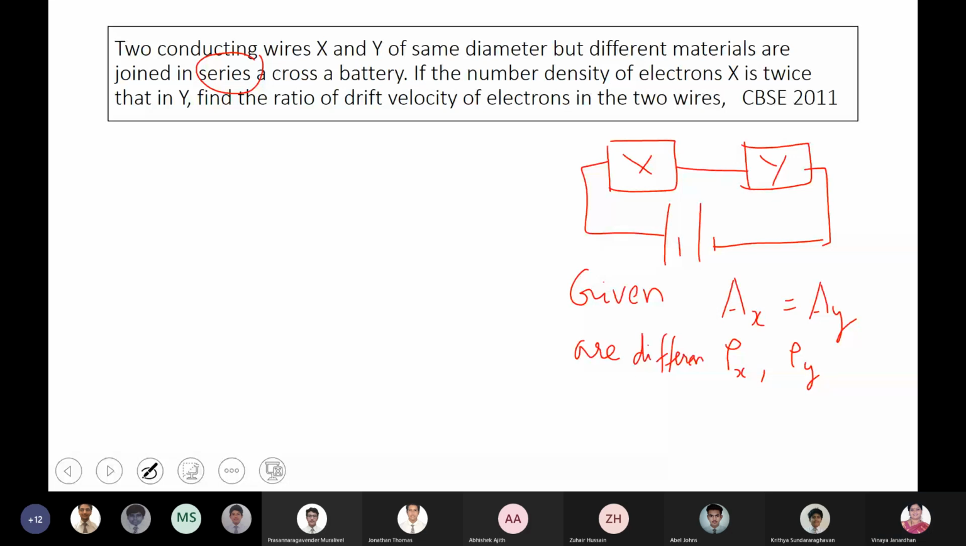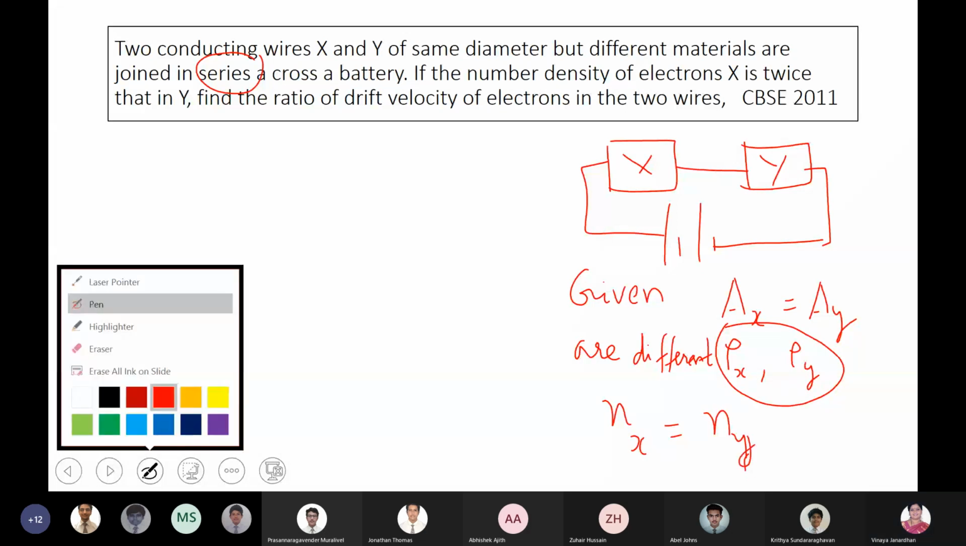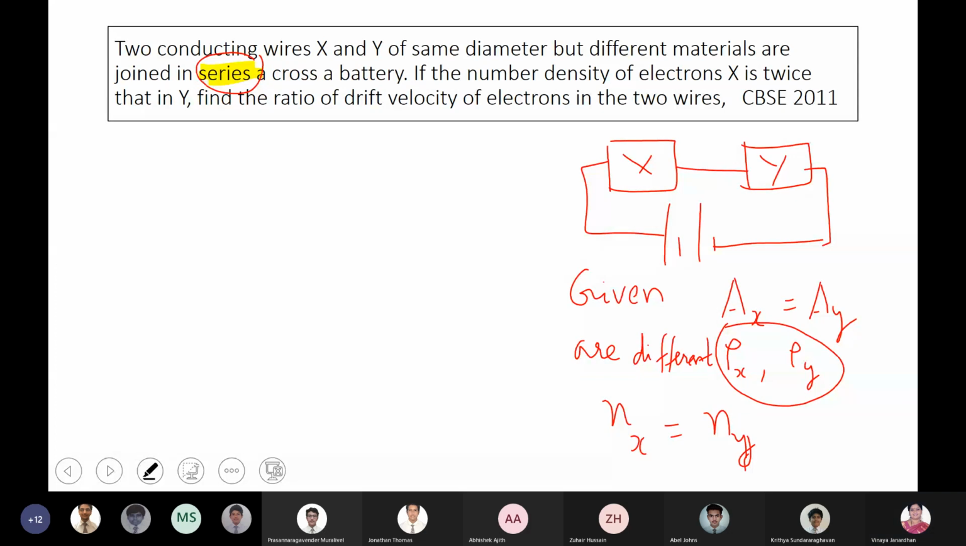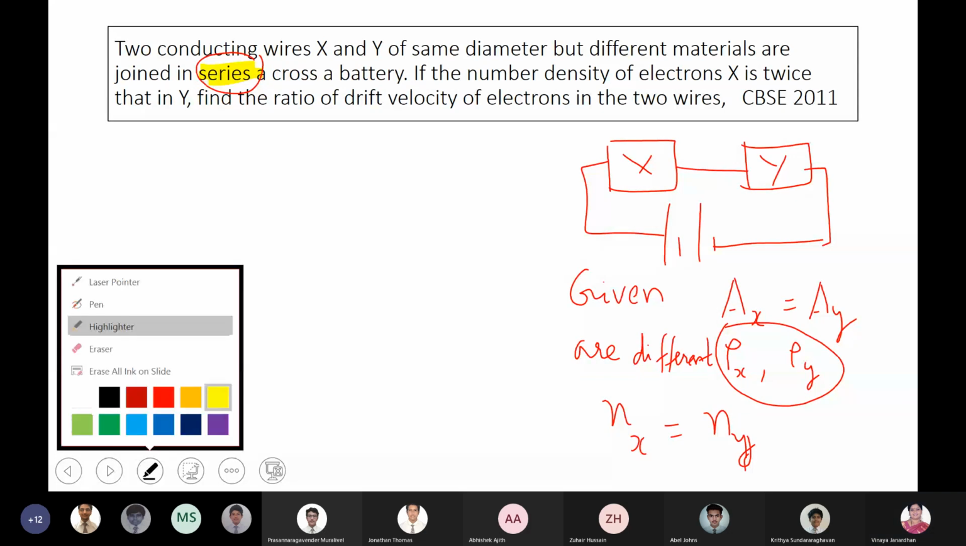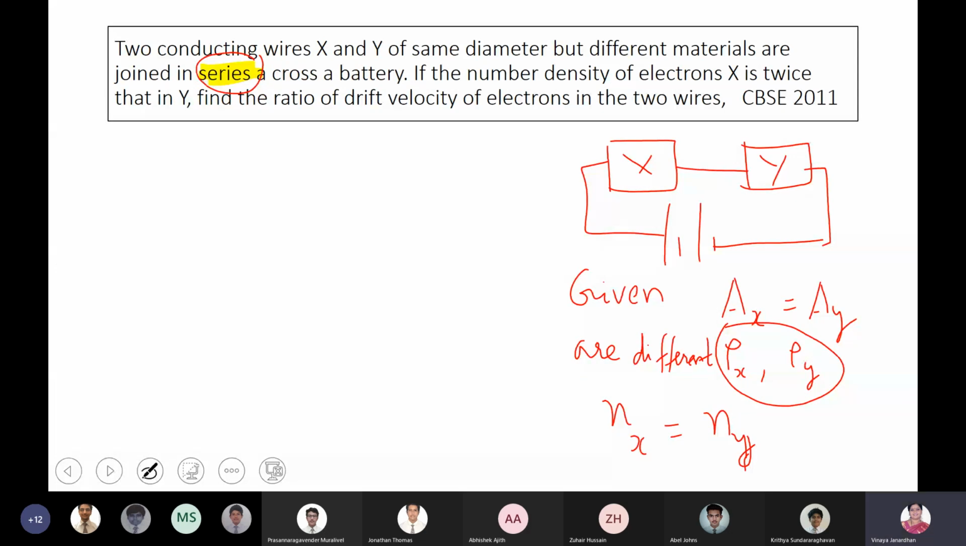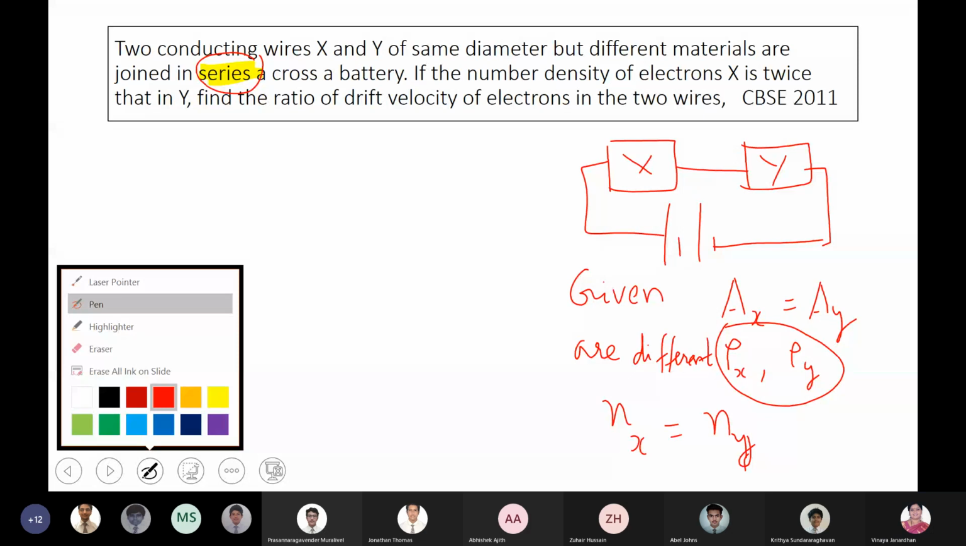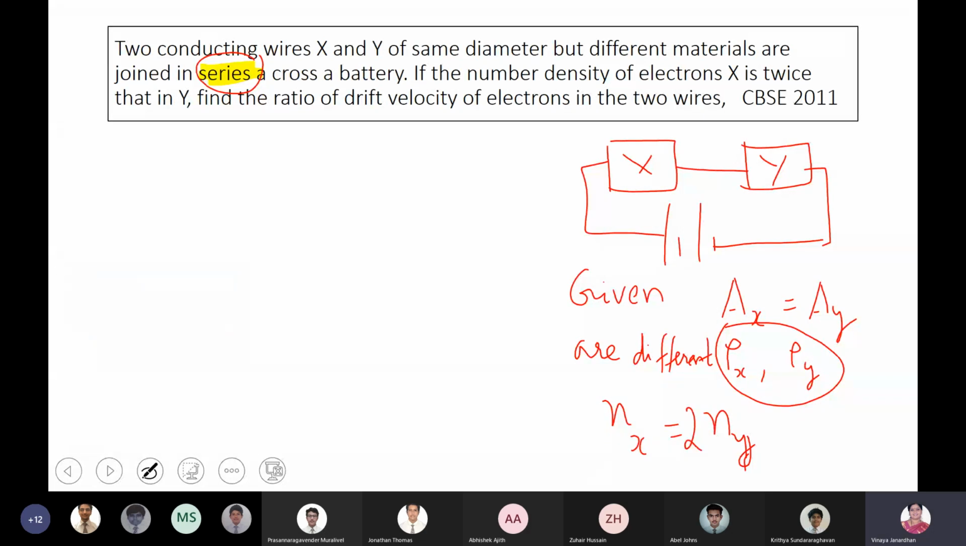These are different. Rho X and rho Y are different, but the number density of X is 2 times the number density of Y. First, write what is being given. The highlighting thing is your series connection. Sorry, 2ny. It's 2 times ny. Okay.